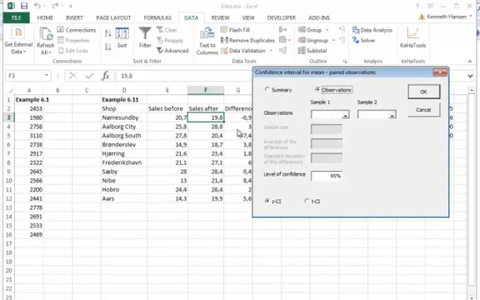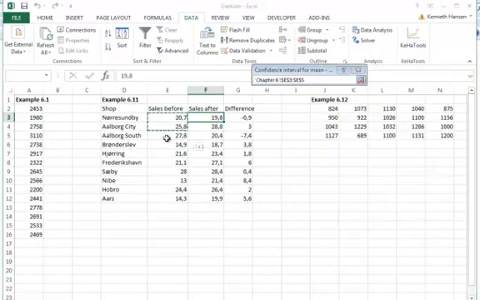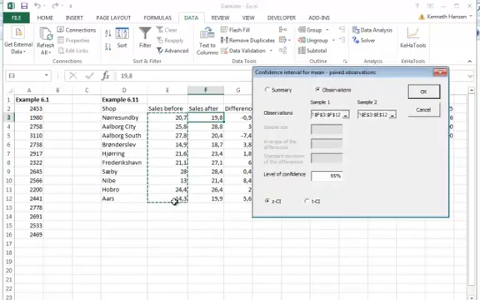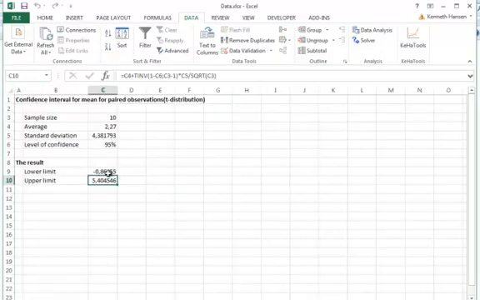And now we have the observations, we don't have summary data. So sample 1 would be the sales after, sample 2 would be the sales before. And we use a T confidence interval. We have a small sample, and we get the following results. As this confidence interval contains both positive and negative values, it is unclear what the effect of the campaign would have been.